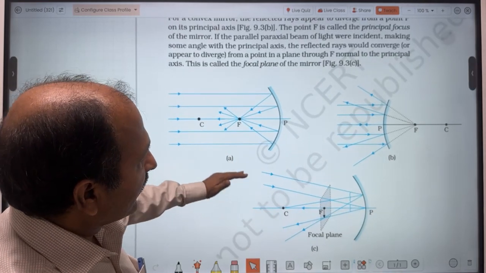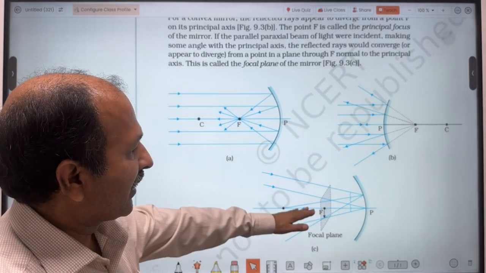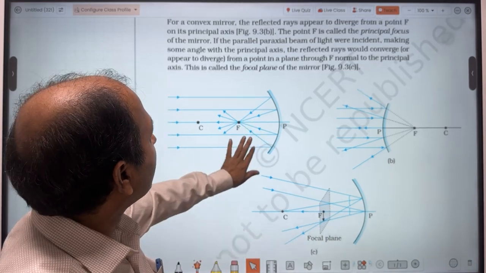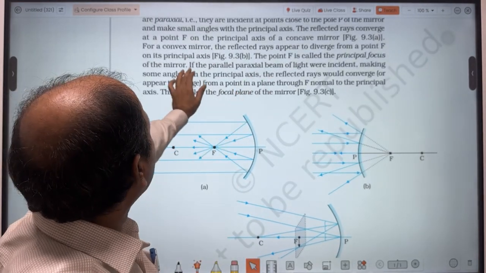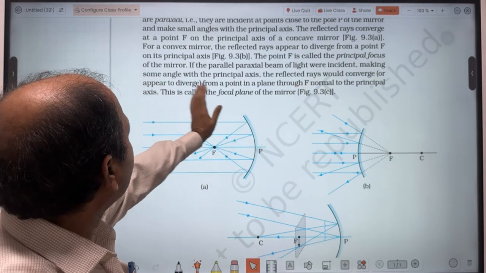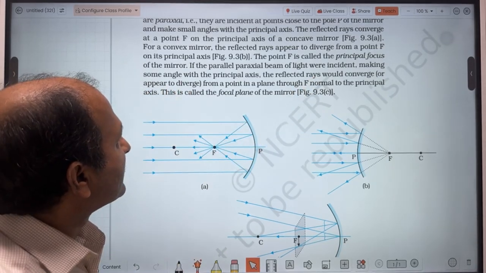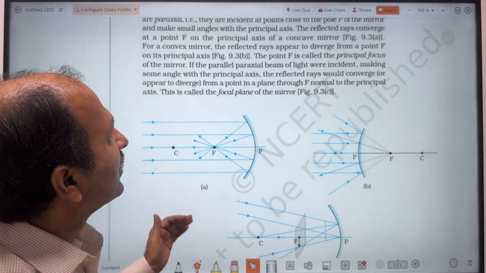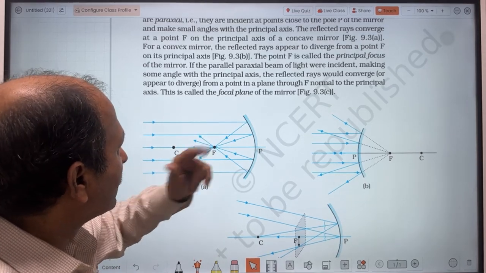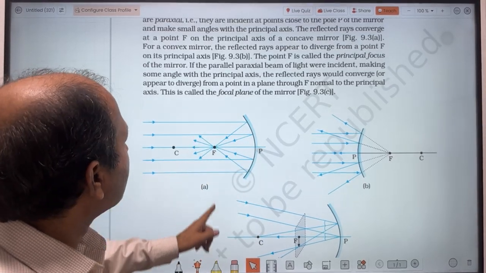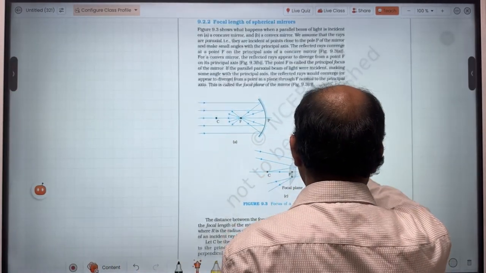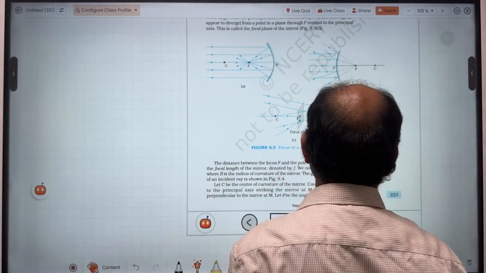The focal plane comes into play when incident light makes a certain angle with the principal axis. So here this is the focal plane. You can read the definition here. It's given: if a parallel paraxial beam of light were incident making some angle with the principal axis, the reflected rays would converge or appear to diverge from a point in the plane through F normal to the principal axis. This is called the focal plane of the mirror. So this is a very basic thing.